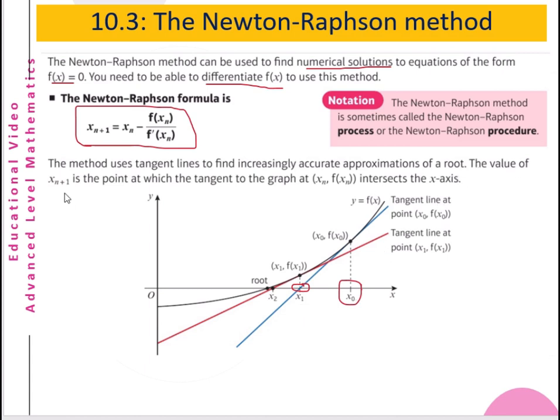The value of x_(n+1) is the point at which the tangent to the graph at (x_n, f(x_n)) intersects the x-axis. From here, you use x0 to find the tangent of the function, and you project into x1, and use x1 of the function to project the tangent to x2. And in this procedure, you can find many iterations, and the approximation of the roots will gradually meet the actual roots.